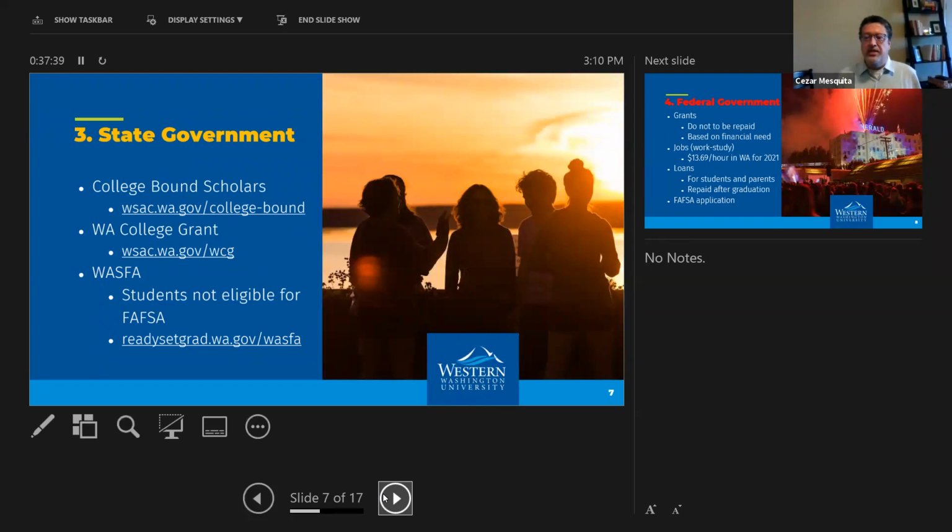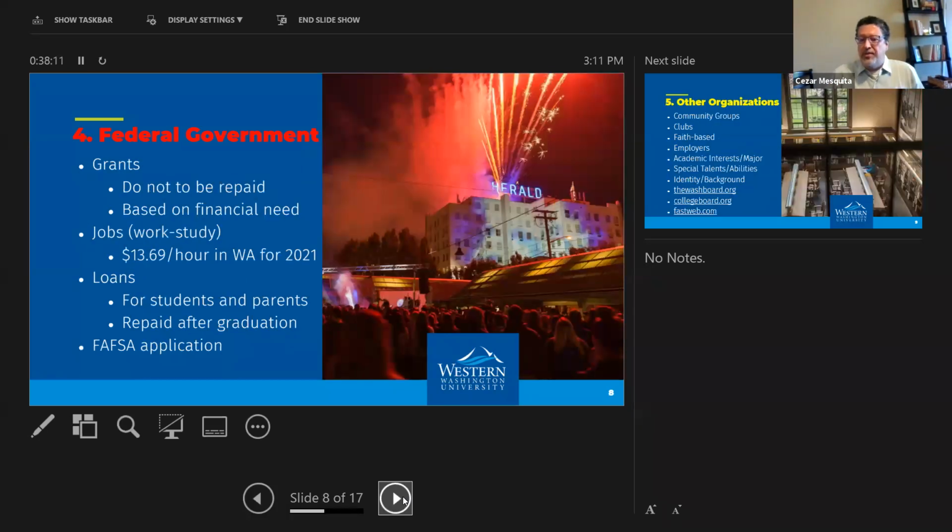State government, certainly we're talking about the state of Washington, where we have our College Bound Scholarship, the Washington College Grant, and for students who are not eligible to fill out the FAFSA, we have the WASFA application. By and large, these ones here are going to have an element of need associated with them. College Bound Scholarship, a little bit of a GPA component with it, but certainly the intersection there with the financial need is going to be a characteristic of these grants that are awarded to students by the state government of Washington for Washington residents.